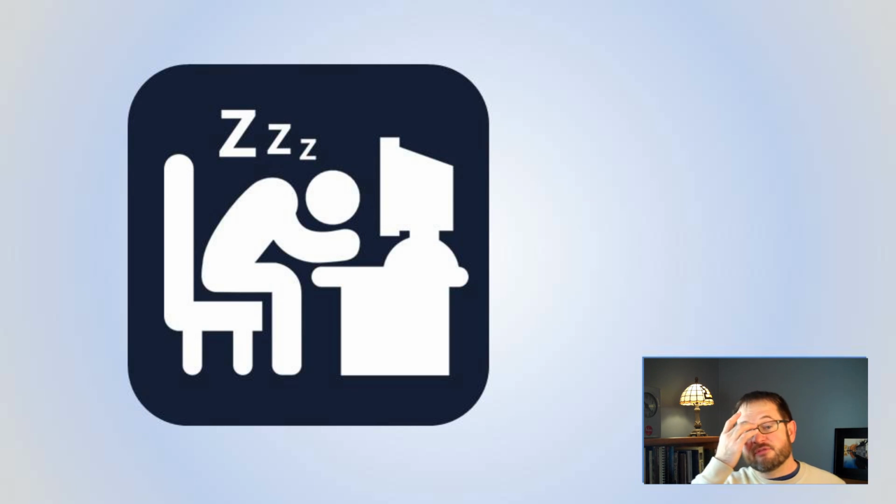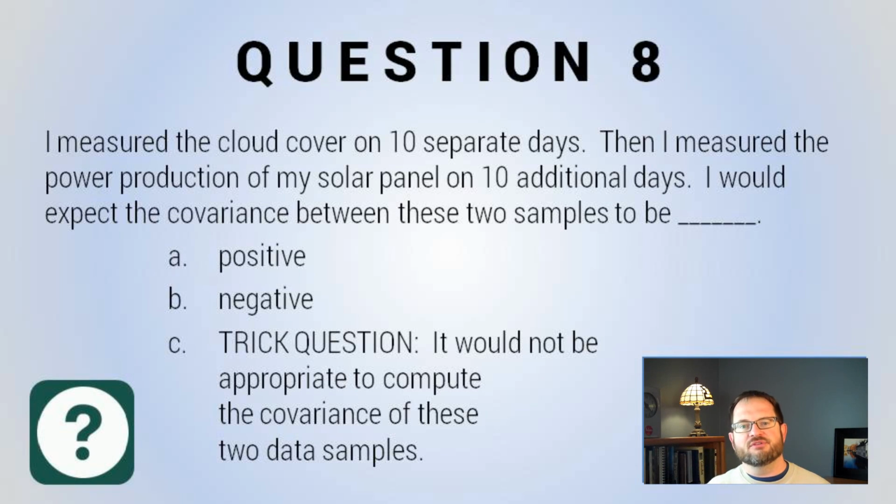Okay, before we move on though, I do have a handful of questions for you to help you check to see if you've been understanding what's been going on in this lecture. Alright, question 8. Suppose I measured the cloud cover on 10 separate days, and then I measured the power production by my panel on 10 additional days. I would expect the covariance of these two data samples to be A, positive, B, negative, or C, trick question, it would not be appropriate to compute the covariance of these two data samples. Oh, this is a hard question in some ways. Alright, follow one of the links below this video to see if your answer is right, and we'll get some feedback.